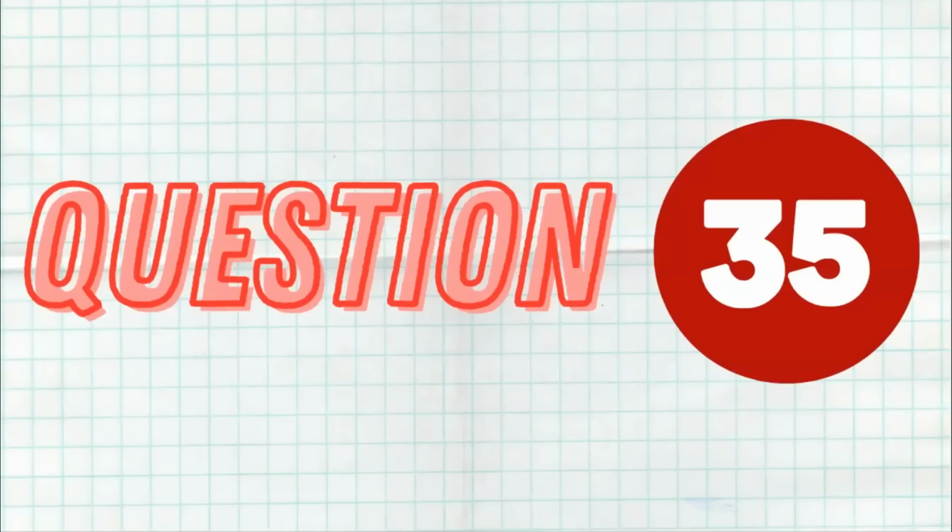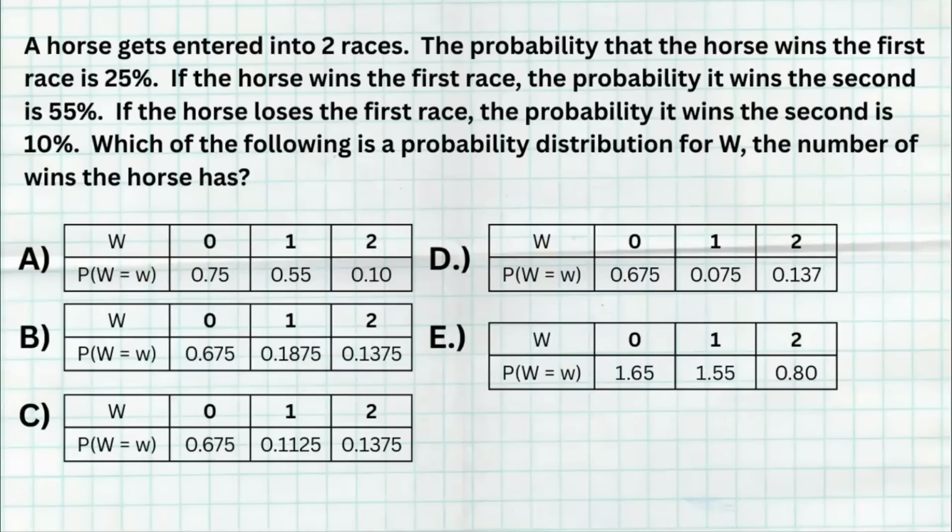question number 35. And the correct answer here is B. The probability that the horse wins 0 races is 0.675. The probability the horse wins 1 race is 0.1875. And the probability the horse wins 2 races is 0.1375. Now let's walk through how to do this. The easiest way to understand this, I think, is with a tree diagram.